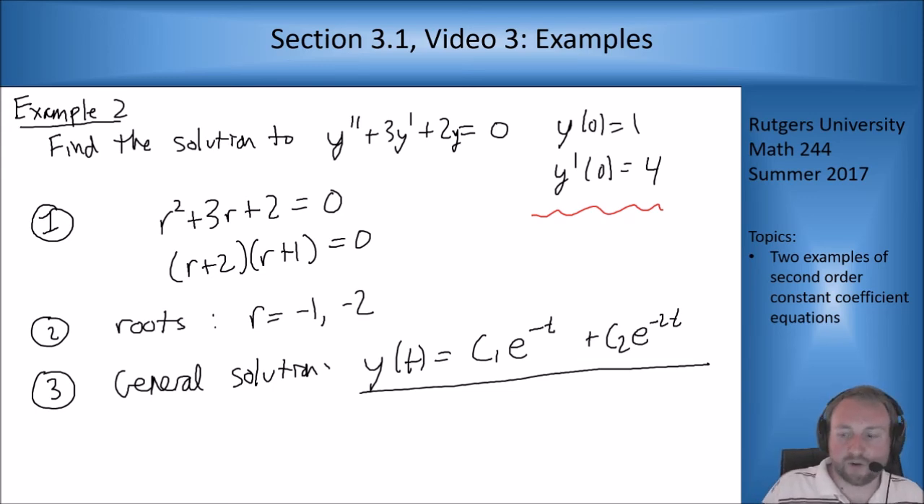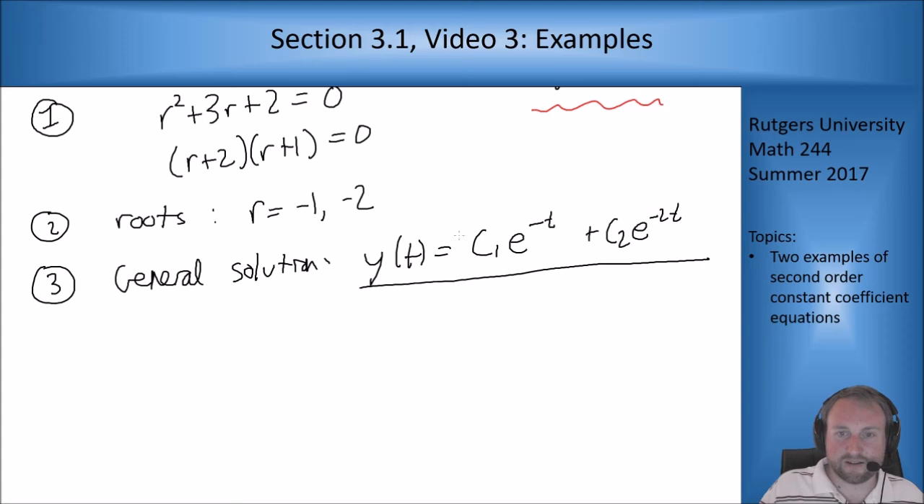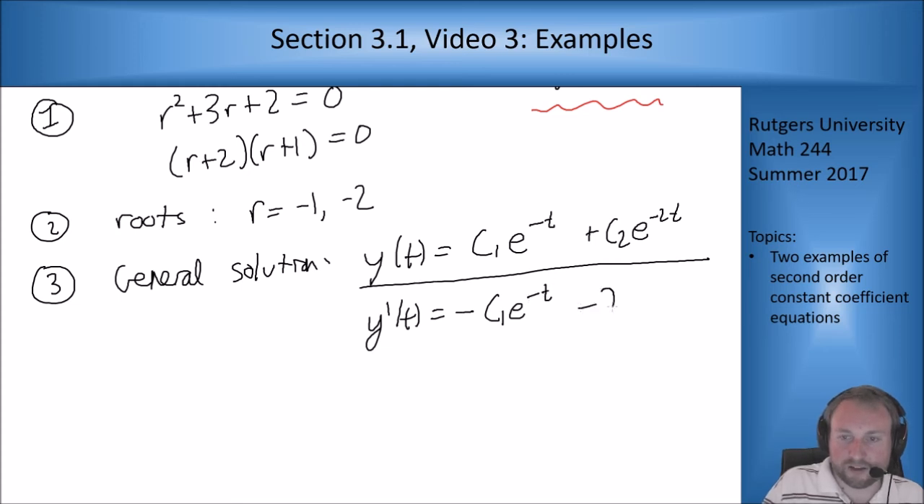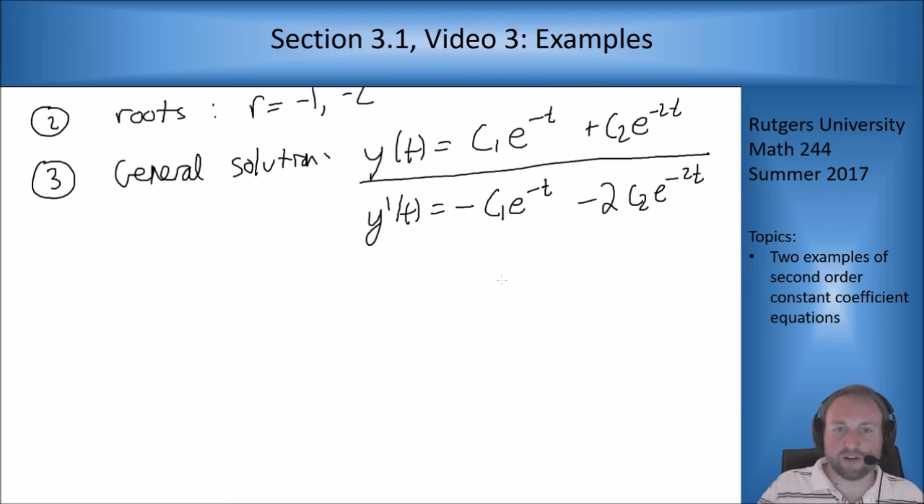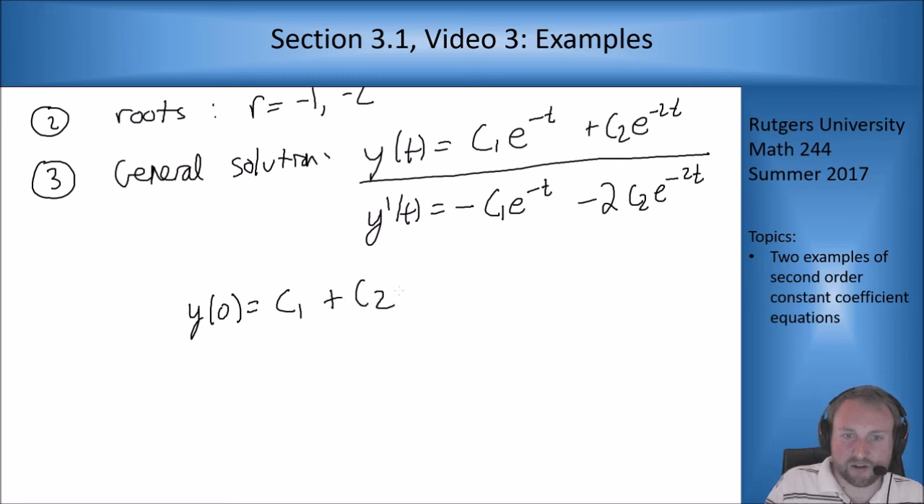Now we're not quite done yet because we still have to meet our initial conditions. So let's write those out in terms of equations and see what we get. First, let's find what y'(t) is. y'(t) is going to be -c1 e^(-t) - 2c2 e^(-2t), just by taking derivatives in t. So now we can plug in t = 0. I get that y(0) = c1 e^0 + c2 e^0, and y'(0) = -c1 e^0 - 2c2 e^0. And by my initial conditions, I want this to be 1 and this to be 4.